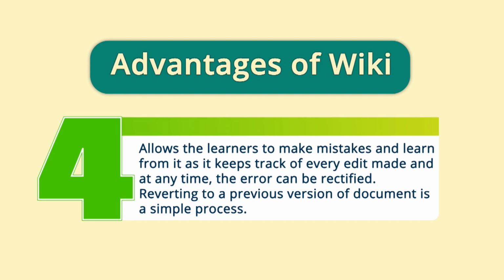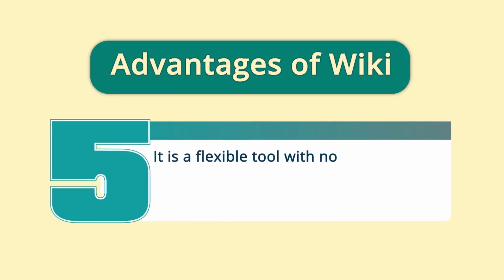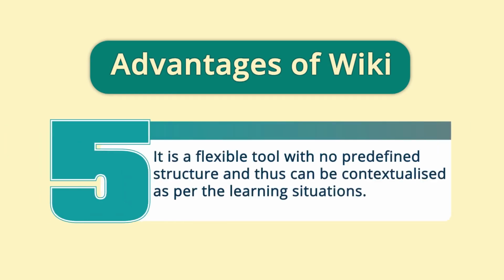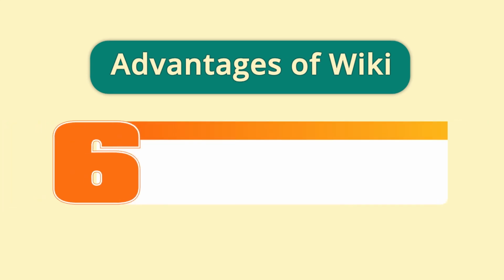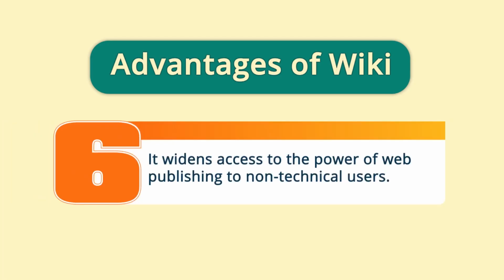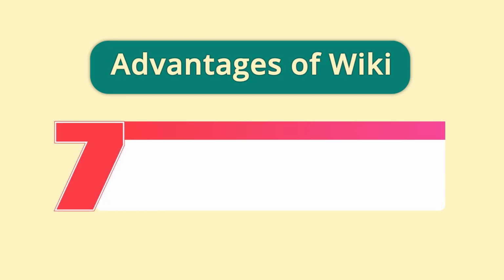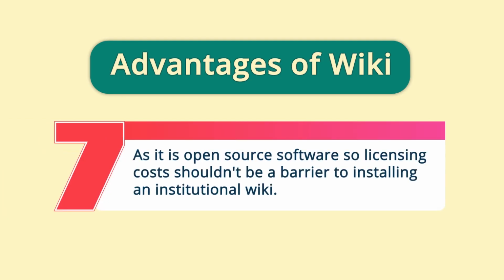Reverting to a previous version of the document is a very simple process and is a very powerful capability of wiki sites. It is a flexible tool with no predefined structure and thus can be contextualized as per the learning situations. It also widens access to the power of web publishing to a non-technical user. As it is open source software, licensing costs are not a barrier for installing an institutional wiki.